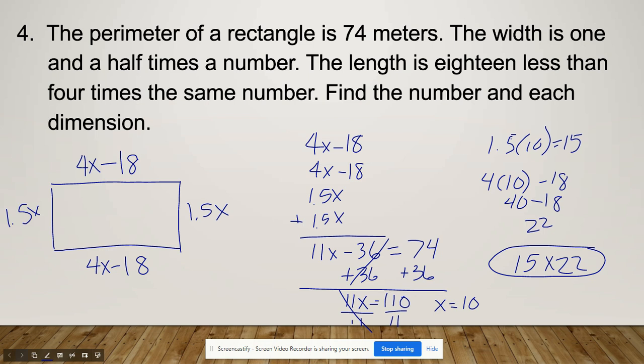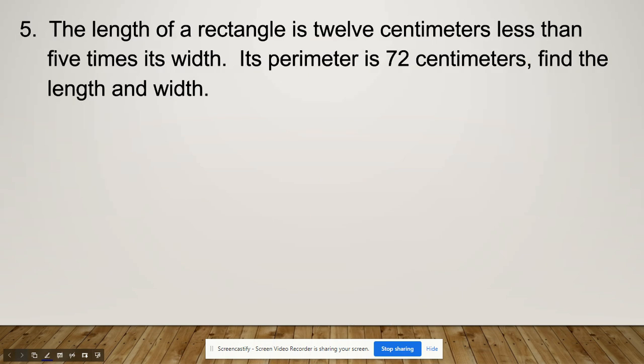We're going to get a little bit harder now. Change it up one more time. 2 more examples to go. Number 5, the length of a rectangle is 12 centimeters less than 5 times the width. Its perimeter is 72 centimeters. Find the length and width.